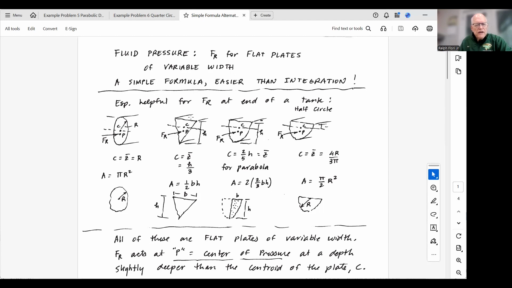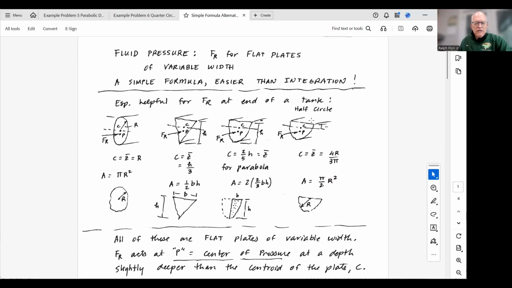For a triangle, assuming the water's at the top of the tank, the Z bar takes you to the centroid of this triangle, which is 1/3 h, if h is the total height. And the area, of course, is 1/2 base times height. For a parabola, with the water level at the top of the tank, and the total distance is h, the centroid, the Z bar, is 2/5 of h. And the area is 2 times 2/3 of B H, where B is half of this width and H is the height.